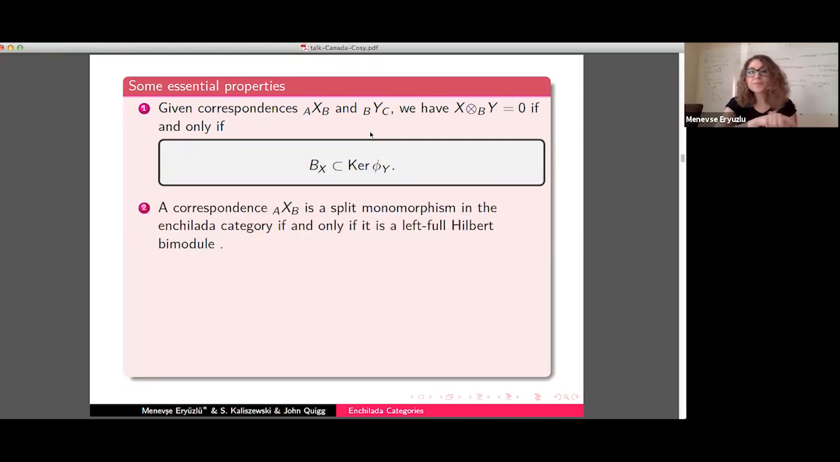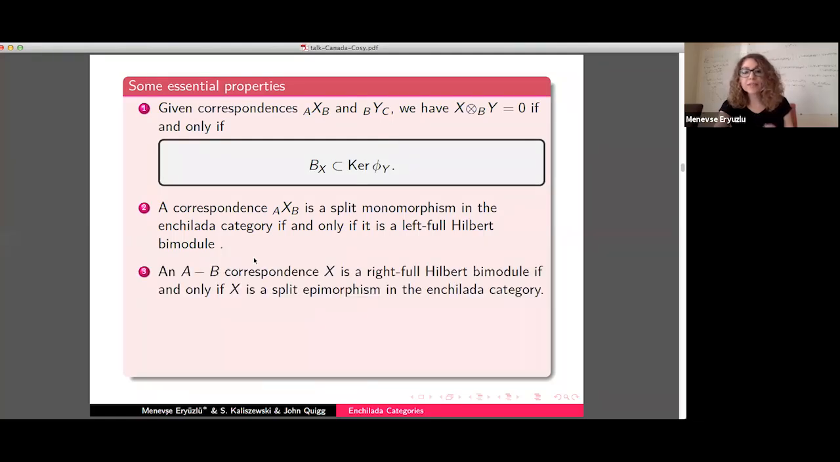The first one tells us a morphism in the Enchilada category is right invertible, it has a right inverse, if and only if it is a left full Hilbert bimodule. So here, when I say Hilbert bimodule, I mean it has a valued inner product satisfying certain properties. And this statement has a dual. It has a left inverse if and only if it's a right full Hilbert bimodule.